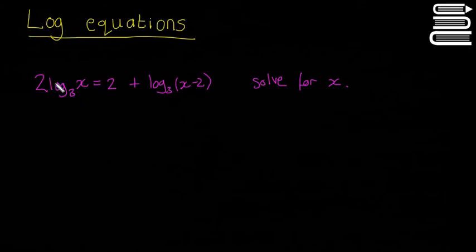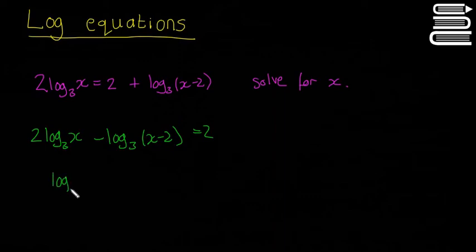So first you're going to move all the logs over to one side. So we're going to have 2 log base 3 of x minus log base 3 of x minus 2, and that's equal to 2. So we're going to use the second rule, so it's going to be minus, it's going to be dividing, but we can't do it yet because there's a 2 in front of it. So remember I said that in one of the videos, you can't have a 2 in front of a log and still use the second rule. So basically we're going to have to change this now to log base 3 of x squared.